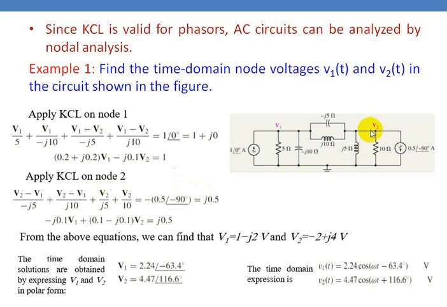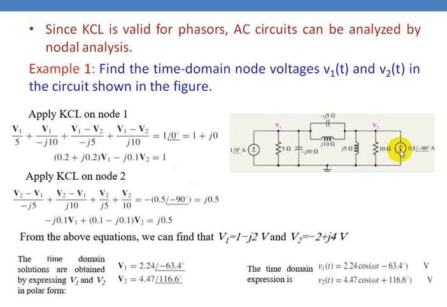Now we will write the equations for this node. For this branch it is V2 minus V1 divided by minus J5. For this branch it is V2 minus V1 by J10. Then for this branch it is V2 minus 0 divided by J5. Then for this it is V2 minus 0 divided by J10. So these are all outgoing currents, and this is also an outgoing current.